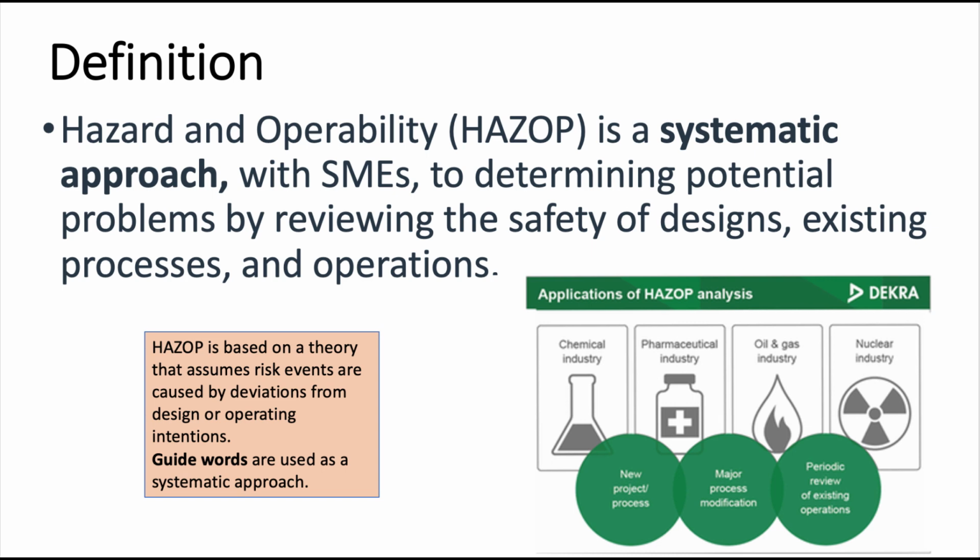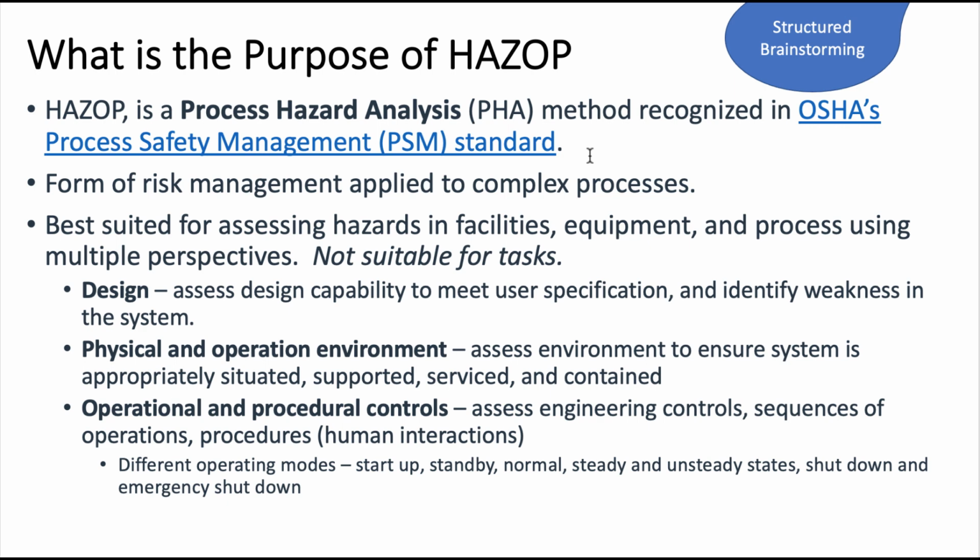It's used in chemical industries, pharmaceuticals, oil and gas, and definitely the nuclear industries. Another thing that makes the HAZOP stand out is it uses guide words to help you get to where you need to go. HAZOP again takes a look at processes, and it's a method that's recognized in OSHA's Process Safety Management Standard. It's a form of risk assessment that's applied to complex processes.